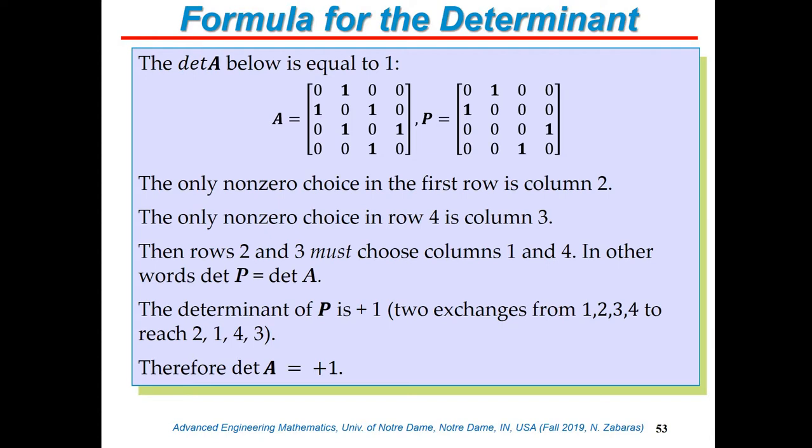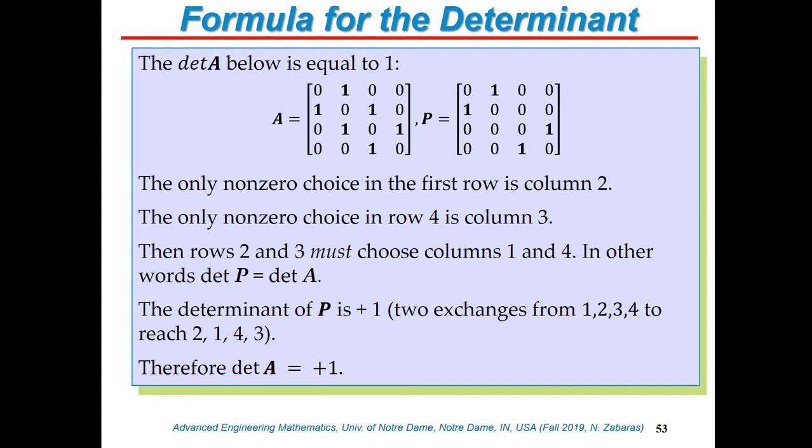So you really need 2 exchanges to get this from 1, 2, 3, 4. You need to exchange column 2 with 1, and then exchange 3 with 4. So you have (-1) squared basically, and as a result, the determinant of this matrix P is equal to 1. And effectively, you know immediately that the only contribution that you get for the determinant of A is from the determinant of this permutation matrix. So the answer is equal to 1.